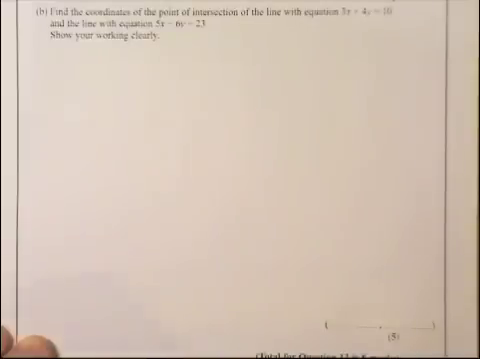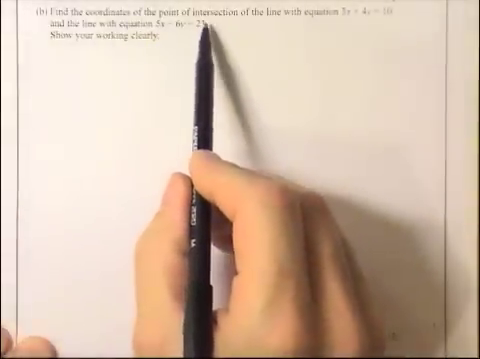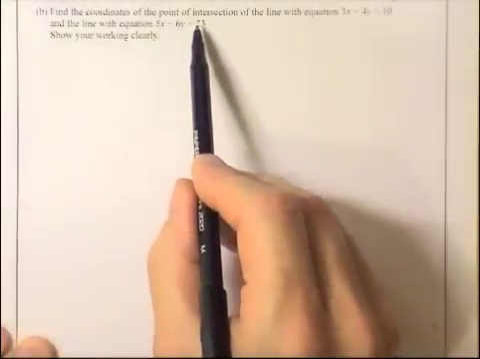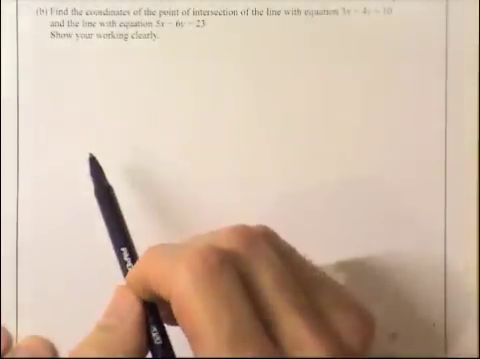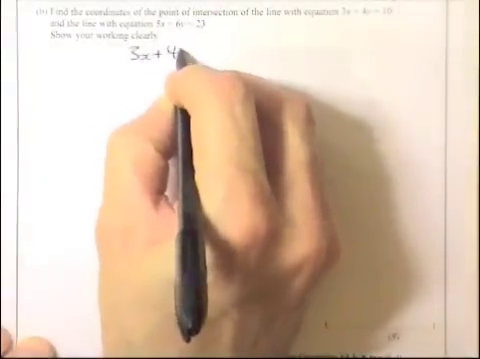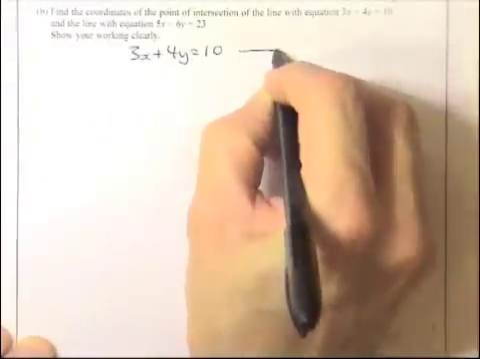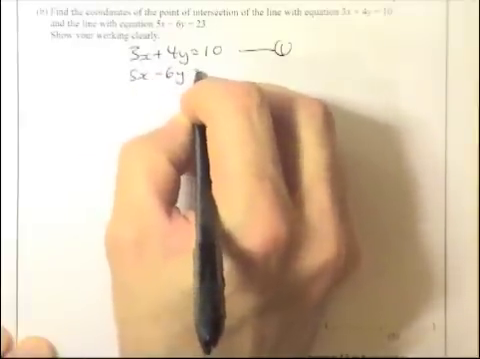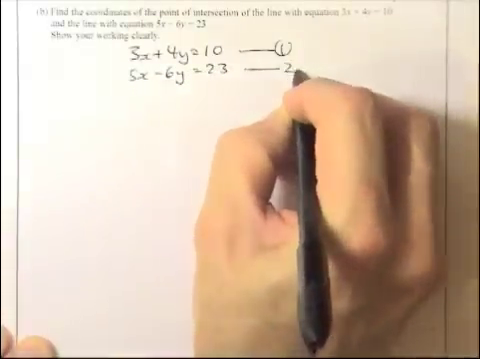Part B of the question asks us to find the coordinates of the point of intersection of two lines. The point of intersection of two lines can either be found by drawing the graph or by solving equations simultaneously. In this case, we use simultaneous equations. Our first equation is 3x plus 4y equals 10. Our second equation is 5x minus 6y equals 23.